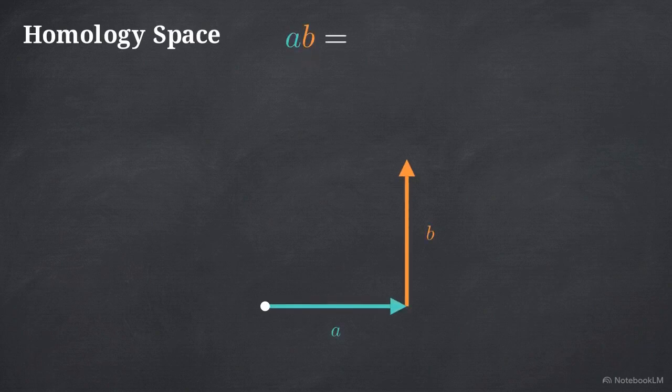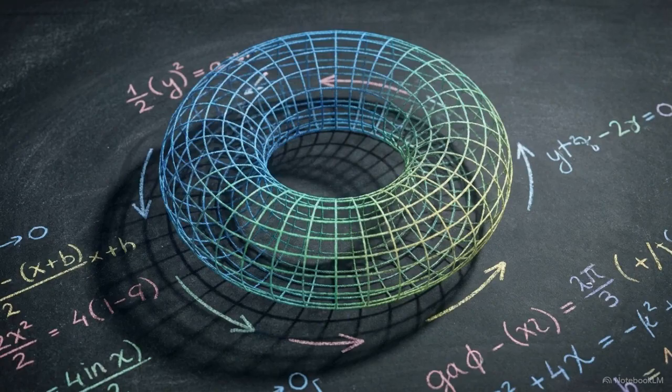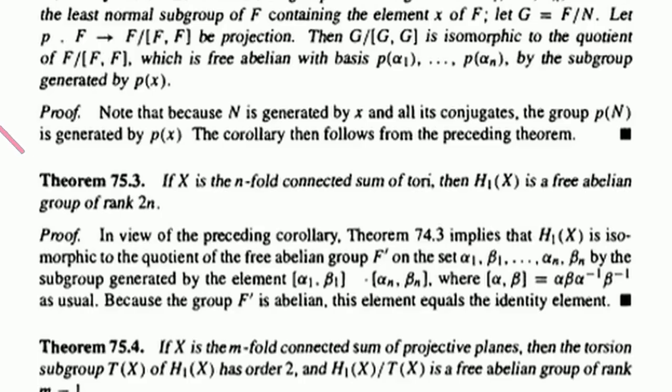The geometric intuition here is straightforward. In this new homology space, traversing a path A and then a path B is treated exactly the same as traversing path B and then path A. Order no longer prevents computation. Let's apply this tool to an n-fold connected sum of tori, essentially a surface with n distinct holes. Looking at theorem 75.3, we can see the exact result of this calculation. The first homology group here is a free abelian group of rank 2n. We now have a highly specific, computable number.